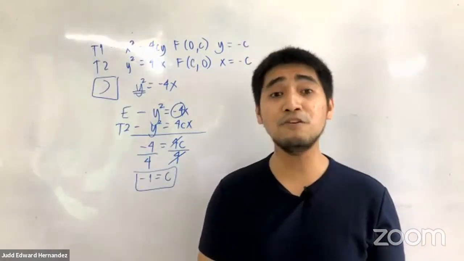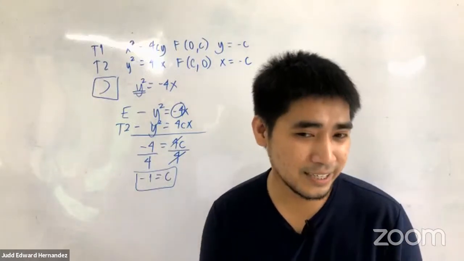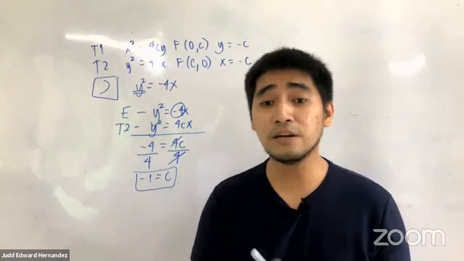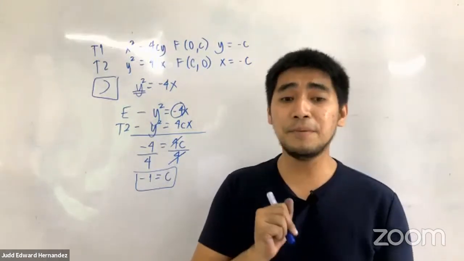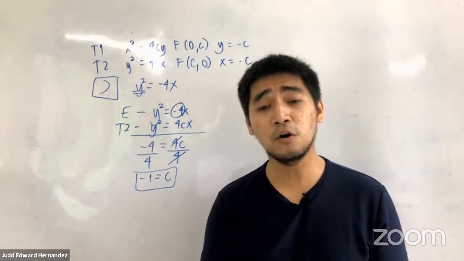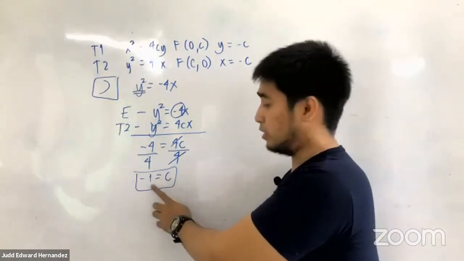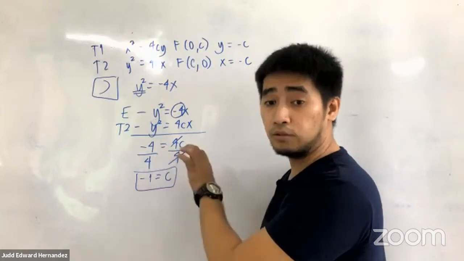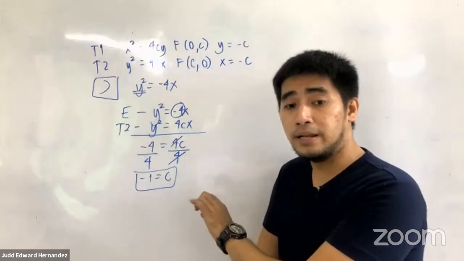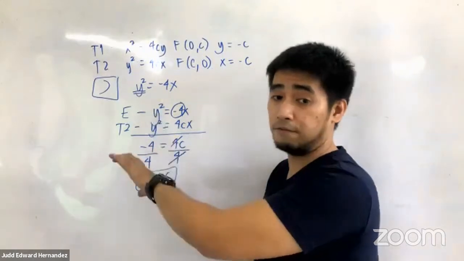Anong napansin nyo? Ano yung sign ni C? Positive or negative? Guys, negative yung sign ni C. Therefore, tamang-tama na yung sinabi natin nung una, our parabola is opening to the left. Kasi nga, C denotes where the parabola opens. This is negative, therefore our parabola will open to the left. Isa din siya sa magdidikta kung saan bubukas yung parabola natin.